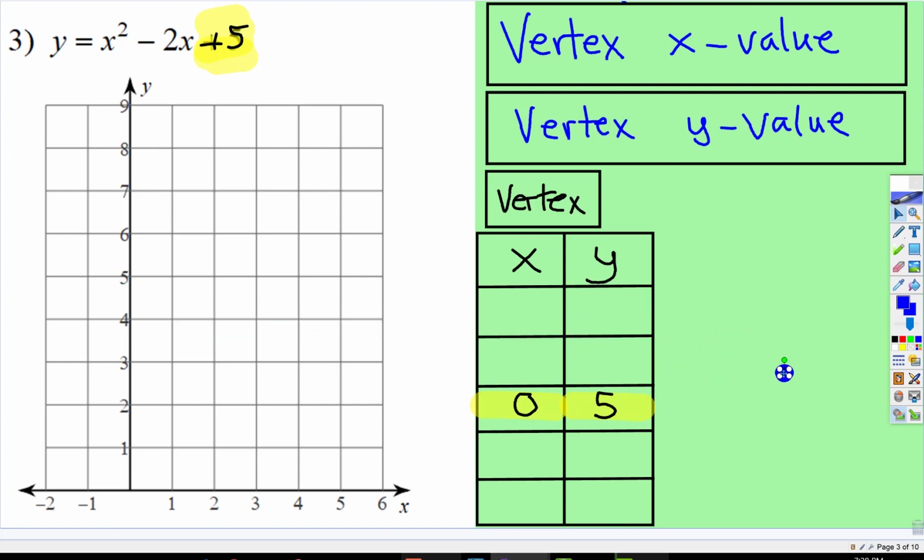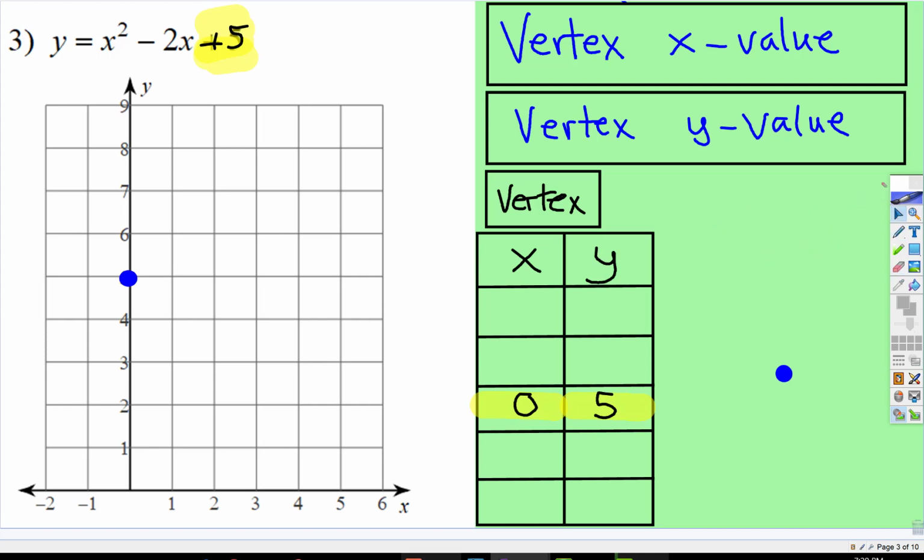There we go. So there's that point. But sometimes it's really fast. If this is the y-intercept, and if we know the vertex, all we have to do is go the same distance in that direction and go up the same height, and boom, we have an ability to graph.